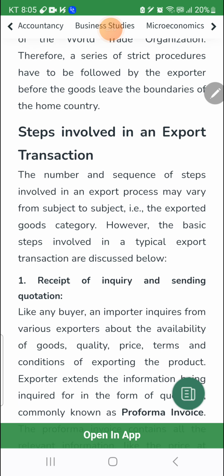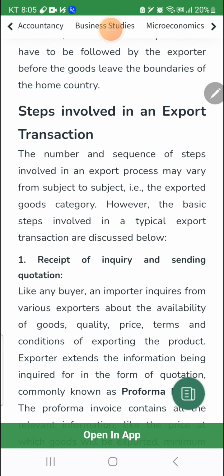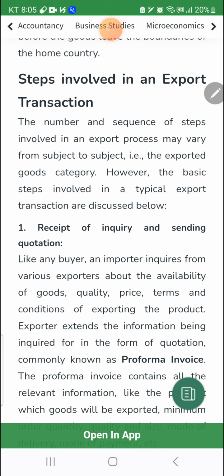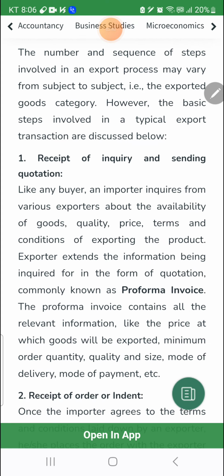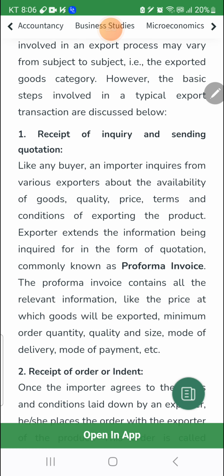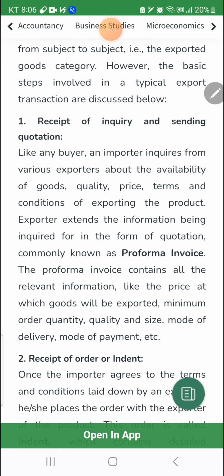Steps involved in an export transaction. The number and sequence of steps involved in an export process may vary from subject to subject, that is, the exported goods category. However, the basic steps involved in a typical export transaction are discussed below. 1. Receipt of inquiry and sending quotation, pro forma invoice. Like any other buyer, an importer inquires from various exporters about the availability of goods, quality, price, terms, and conditions of exporting the product.